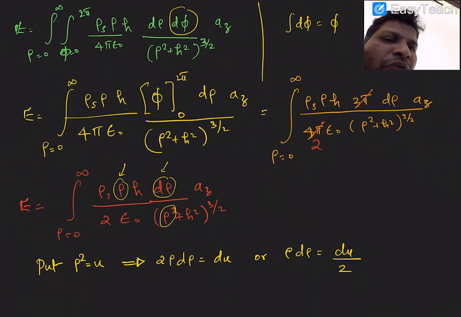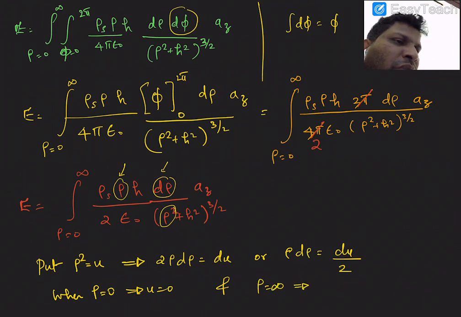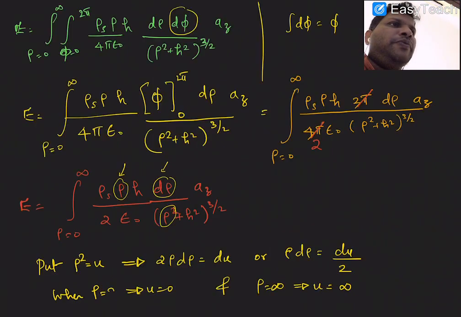So we can substitute rho into d rho as du by 2, and we can substitute rho square as u. Now when rho is equal to 0, u will be equal to 0, and when rho equals infinity, then what will be u? U is equal to rho square. So infinity square, again infinity. So we are going to rewrite it. So electric field will be equal to integral. I am going to change the variables.